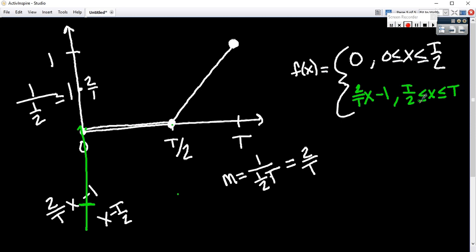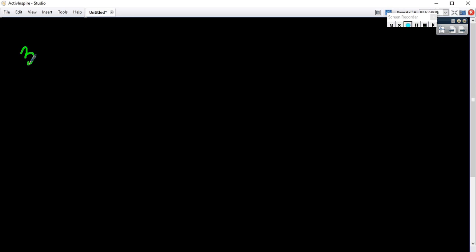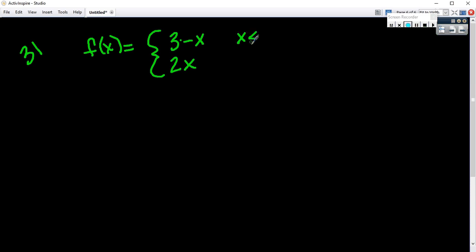Margaret, which one did you say? 31. Good morning, board. All right, 31. This one we are graphing. F of x equals 3 minus x and 2x. This one is for x is less than or equal to 1. This one is for 1 is less than x, which is the same thing as x is greater than 1. I don't know why they would write it like that, but whatever. All right, so 3 minus x.